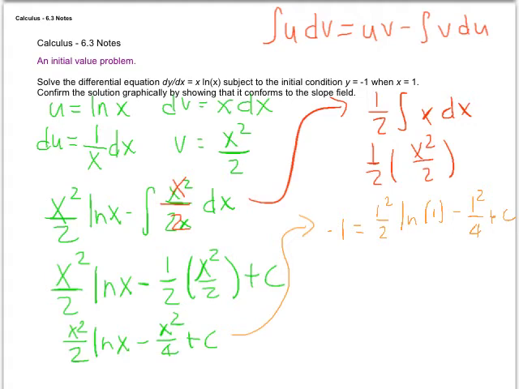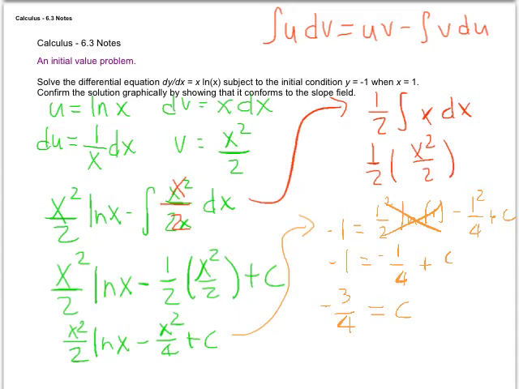Well, natural log of 1 is 0, so this whole thing goes away. And I've got -1 equals 1 over 4 plus c. And when I add the 1/4 to both sides, I get -3/4 for my c. So what is my equation on this guy going to end up being?